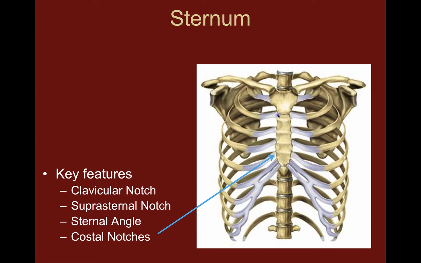And then along the sternum here, we can see these costal notches, and this is where that costal cartilage is going to articulate and hold those ribs in place.